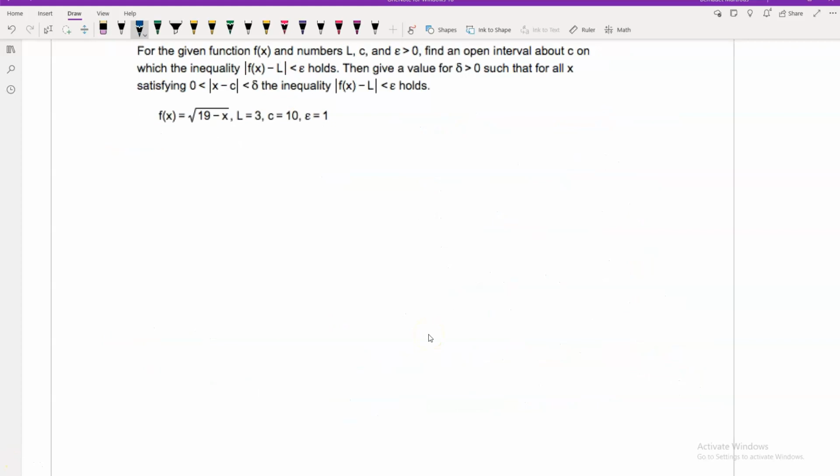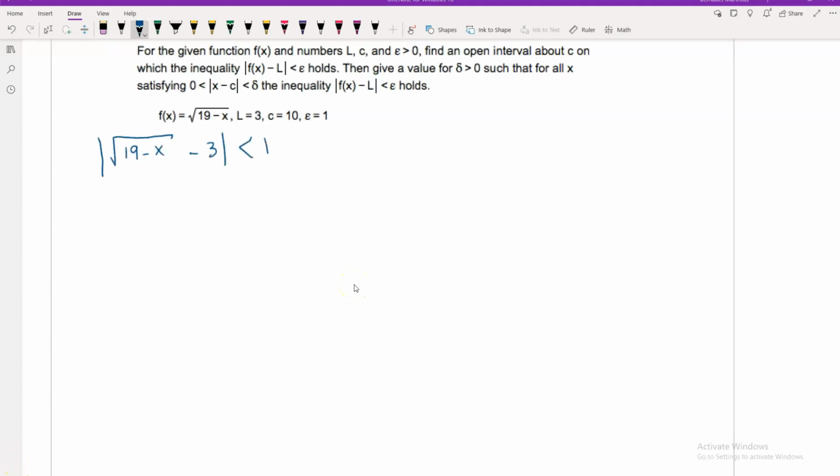Another example, for the given function f of x and numbers L, C, and epsilon, find an open interval above C on which the inequality absolute value of f of x minus L less than epsilon holds, then give a value for delta such that for all x satisfying absolute value of x minus C between 0 and delta, the inequality absolute value of f of x minus L less than epsilon holds. So our function here is f of x equal to square root of 19 minus x, L is 3, C is 10, epsilon is 1.